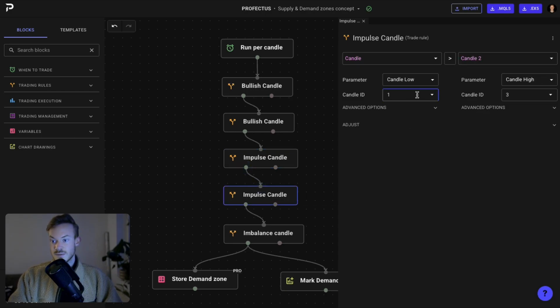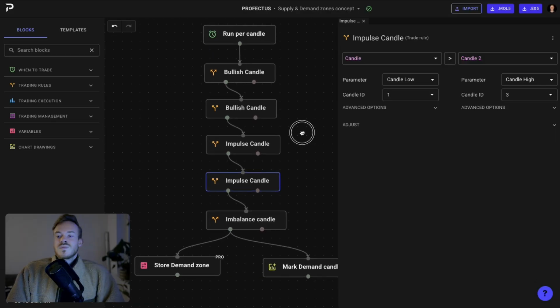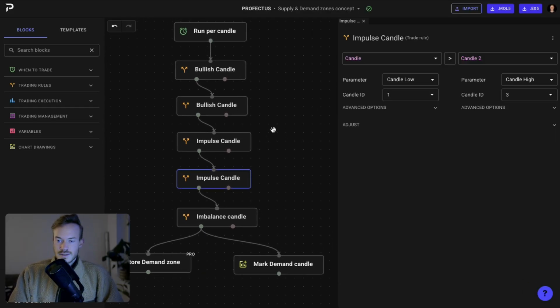And we really make sure of this by also checking if this condition is true. The next block will simply check, is the candle low higher than the candle high with the ID number 3? So you can imagine this candle then must be a significant step up compared to candle ID number 3, which is one of so many more definitions of how you could define an impulse.